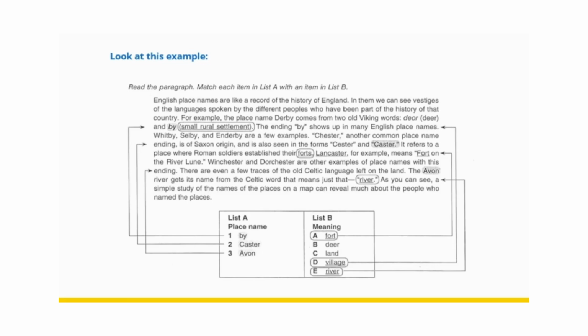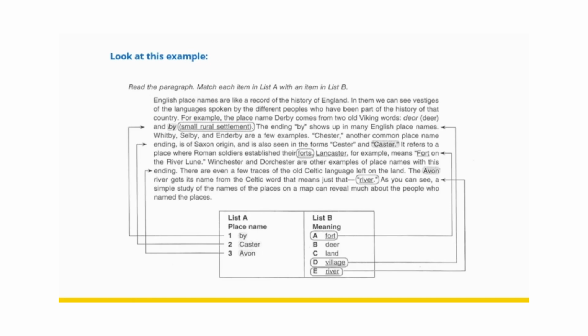If you start reading that sentence: Chester, another common place name, ending as a Saxon origin, and is also seen in the forms of sister and caster. It doesn't really have any response, so I couldn't find it. I'm continuing reading. It refers to a place where Roman soldiers established their forts. So forts, and you see, we have fort. That means our number 2 is going to be A, fort.